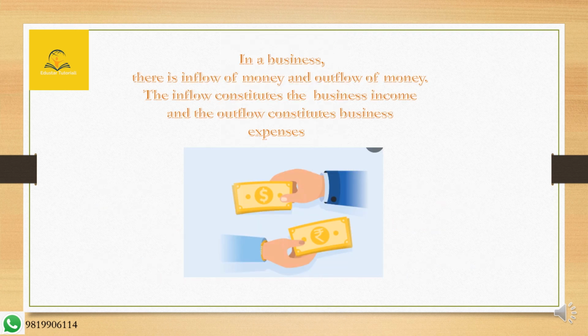In a business, there is inflow of money and outflow of money. Inflow constitutes the income and the outflow constitutes the expense. So now we are clear that in a business, there are routine expenses and income. The inflow of money in the form of cash will constitute the income. The outflow will constitute the expenses. So running a business entails income as well as expenses.